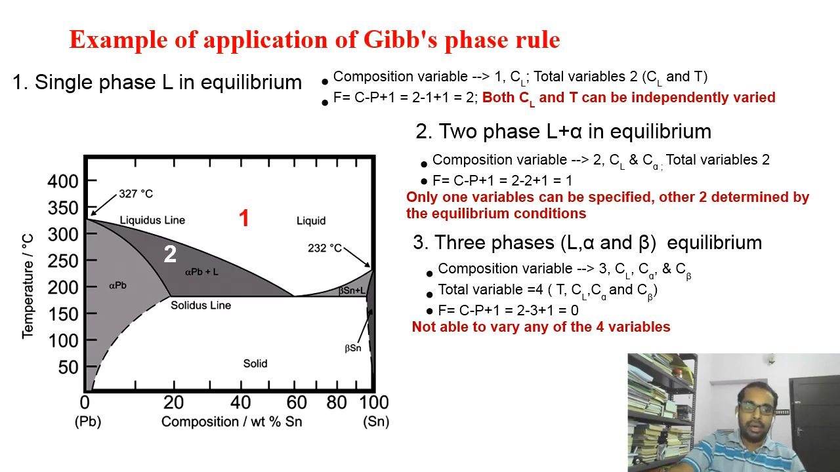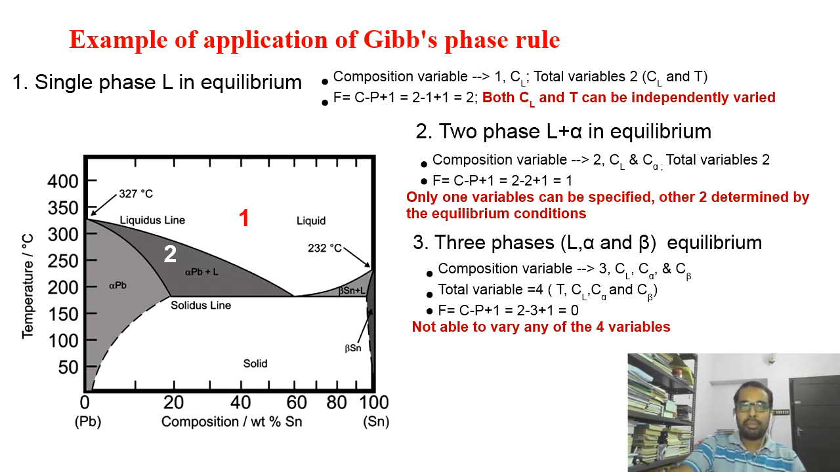So that means in three phases in equilibrium state, we are not able to vary any of the four variables. So we cannot specify any of these four variables, but this will be fixed. So in this particular diagram, you can see the central horizontal line in which we have fixed values of C alpha, Cl as well as C beta. So that represents a eutectic horizontal line, that is three phases are in equilibrium.